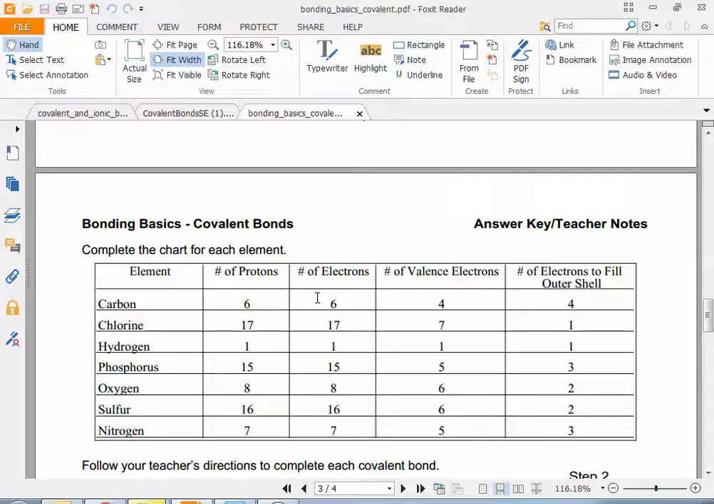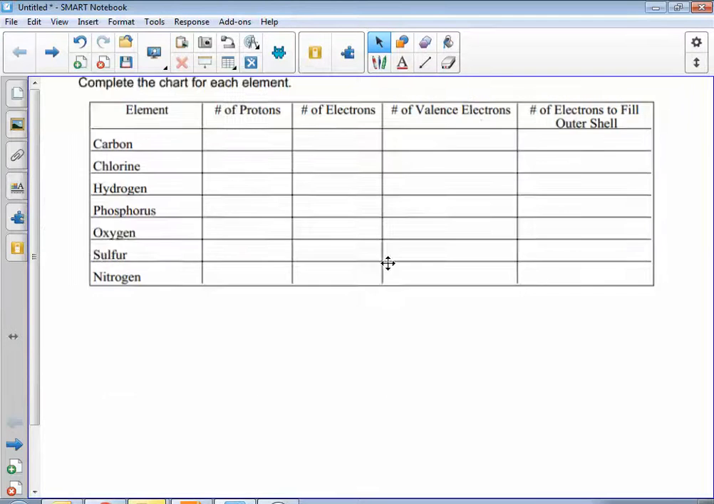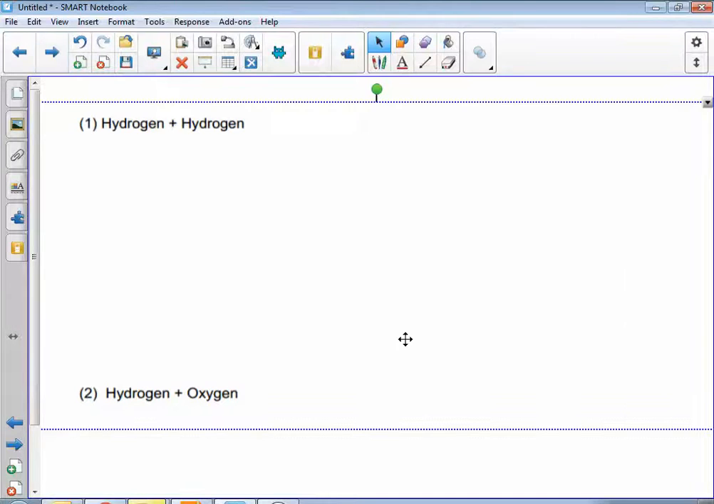I'm guessing at this point that filling out number of protons, electrons, valence electrons, and in turn the number of electrons to fill the outer shell should be pretty easy for you. But again, if you're not understanding how I'm getting any of these numbers, be sure to come speak to me about that. All right, as for how we do these, this is not ionic bonding.